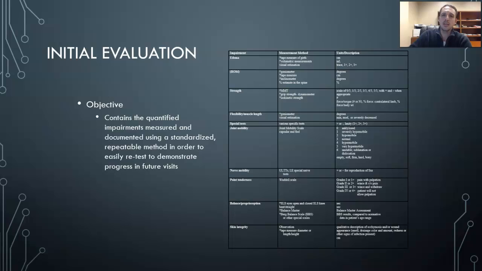You would either assist them and remove gravity, or they would move in a horizontal motion. 3 would be full range of motion against gravity. Right? 1 is just evidence of contraction. 0 is no evidence of contraction. 4 out of 5 is against resistance, and 5 out of 5 is against maximal resistance, or the brake test.